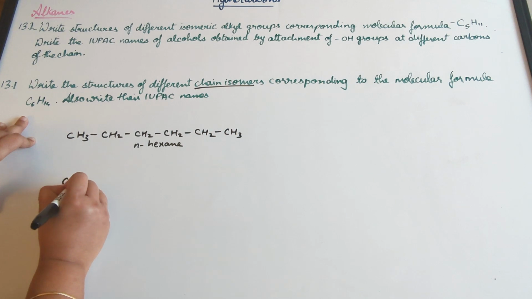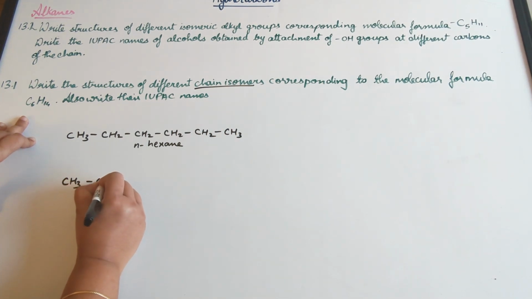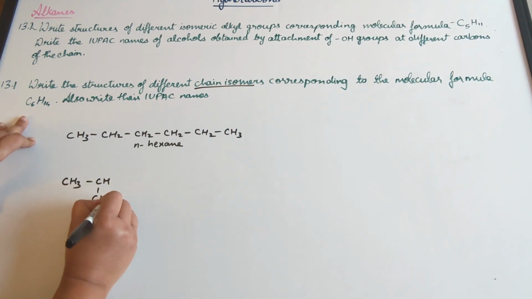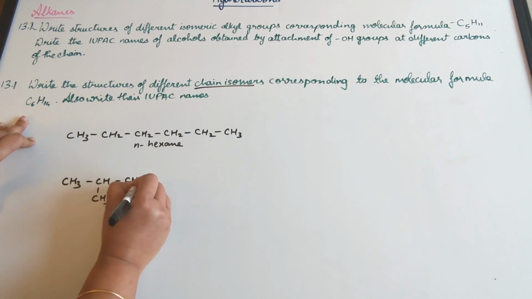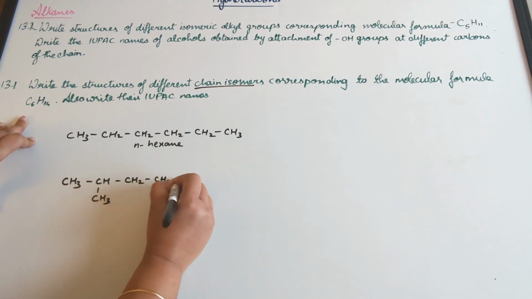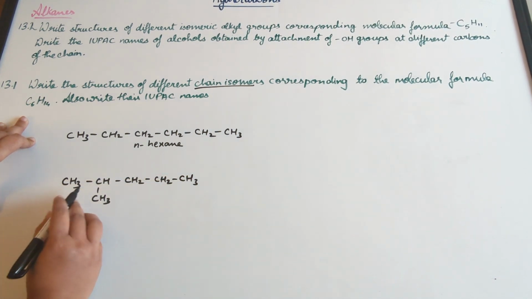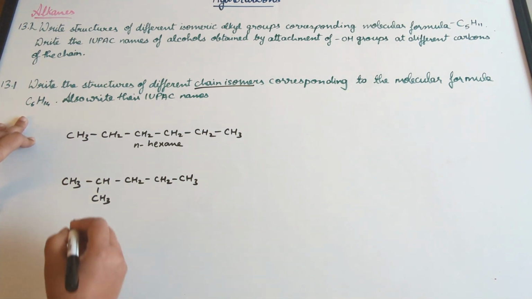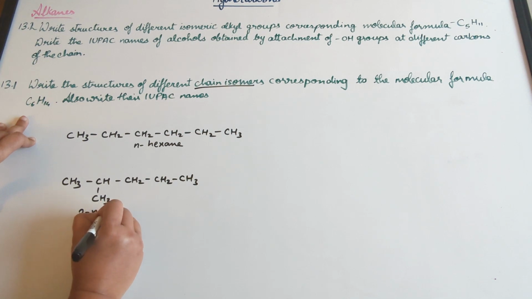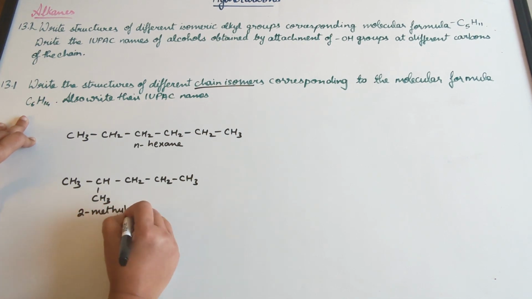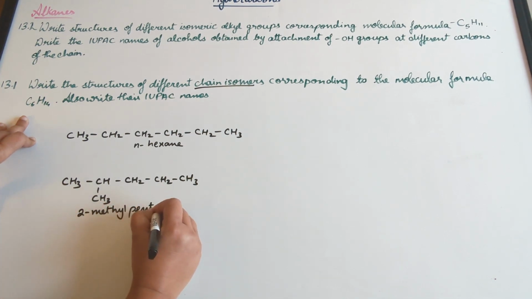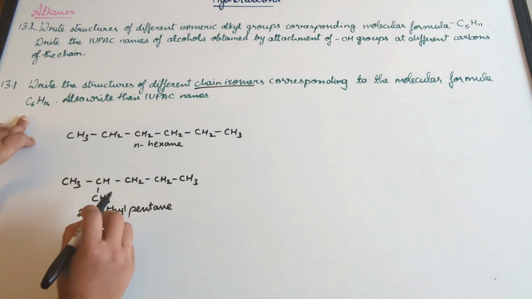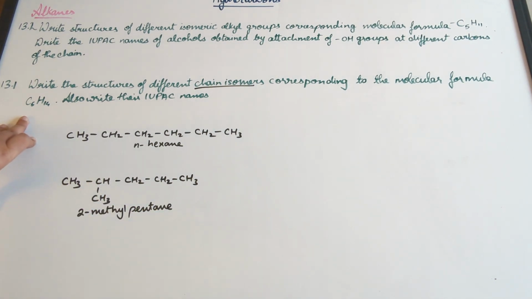So that's going to be CH3, CH, CH2, CH2, and CH3. So 1, 2, 3, 4, 5. At the second position, you have a methyl group. So 2-methylpentane. Now, we can also have this methyl group at the third carbon atom, and that is what we are going to do next.